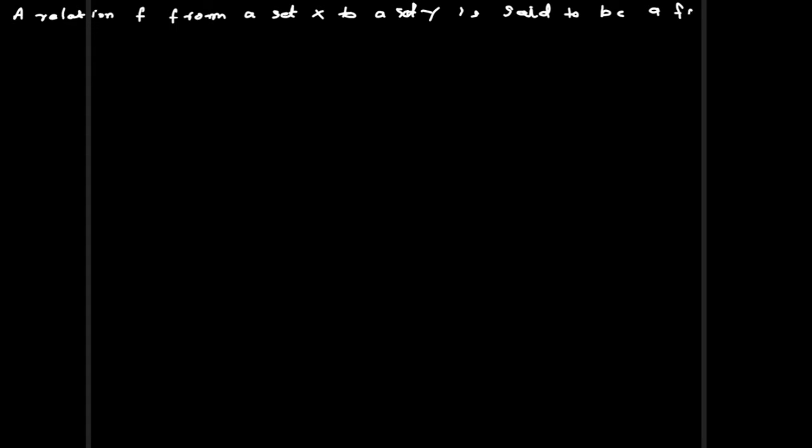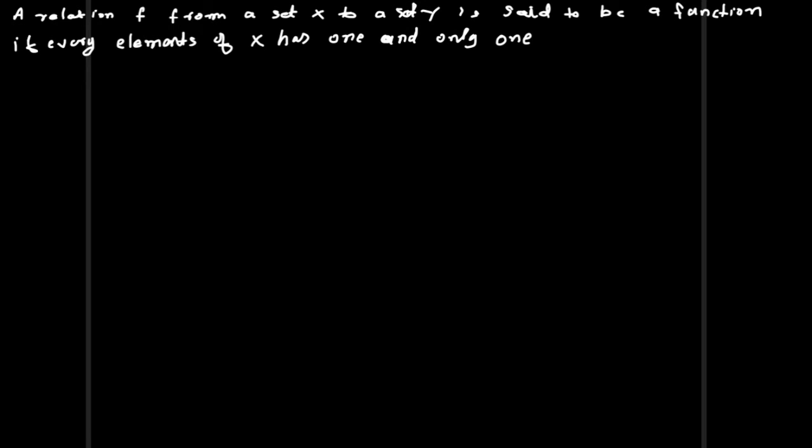Okay, a relation f from a set x to a set y is said to be a function if every element of x has one and only one image in y. Okay, this is the definition of function.